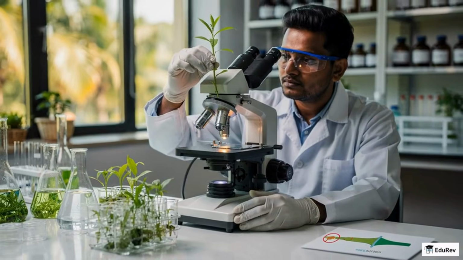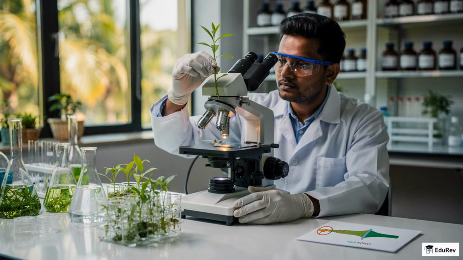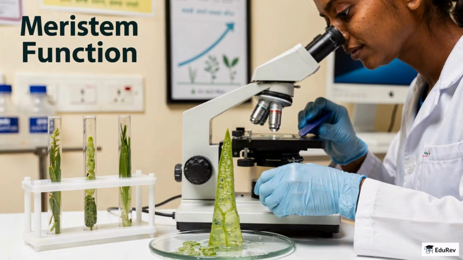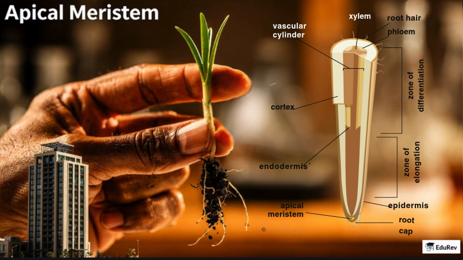Let's start with plant tissues, beginning with meristematic tissue, the factory of growth. Meristematic tissue is made of actively dividing cells that allow plants to grow and repair themselves. And there are three main types to remember. Apical meristems are found at the tips of roots and shoots and are responsible for increasing the length of a plant, much like adding floors to a tall building.